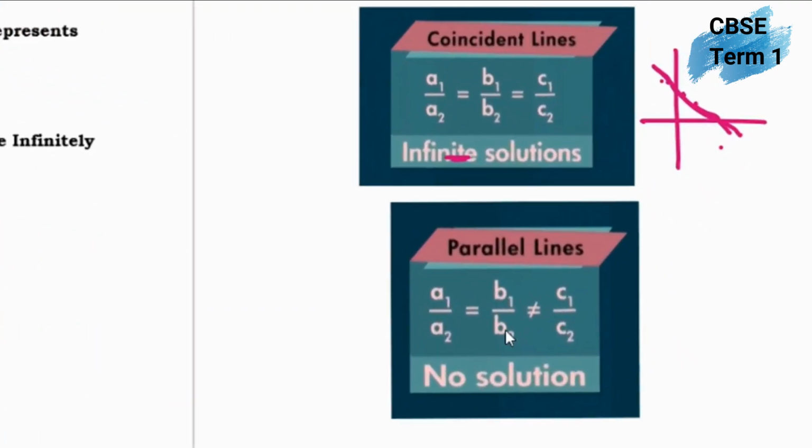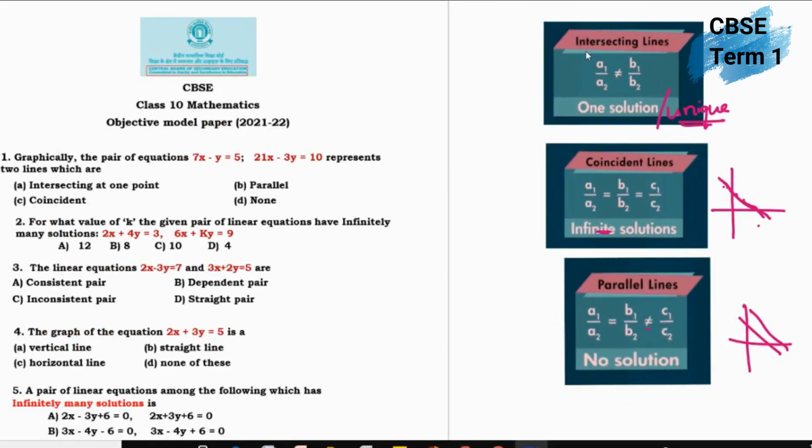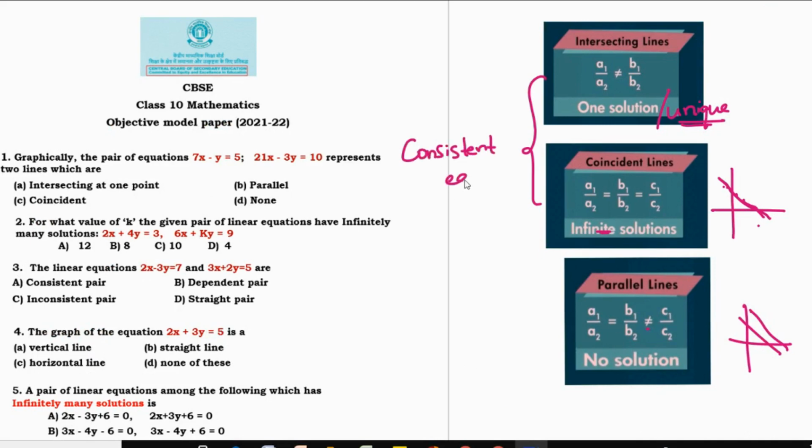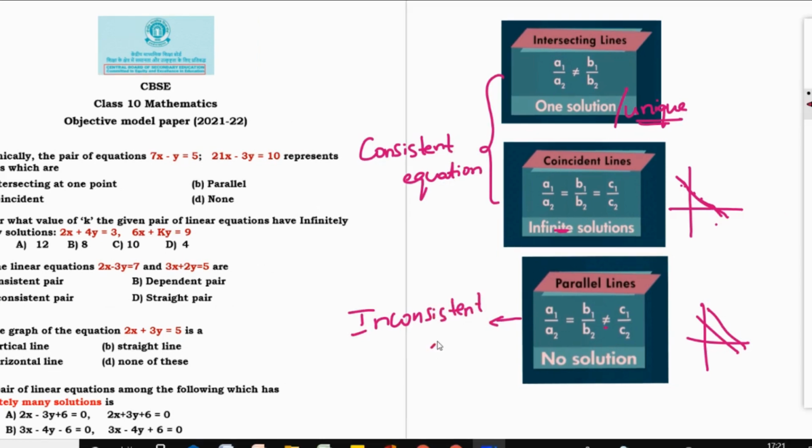If a1 by a2 is equal to b1 by b2 but not equal to c1 by c2, the lines are parallel lines. It has no solution, as the lines won't intersect each other. Intersecting lines and coincident lines together we call consistent equations. Why consistent equations? Because they have solutions. Parallel lines we call inconsistent equations. Coincident lines are also called dependent equations.